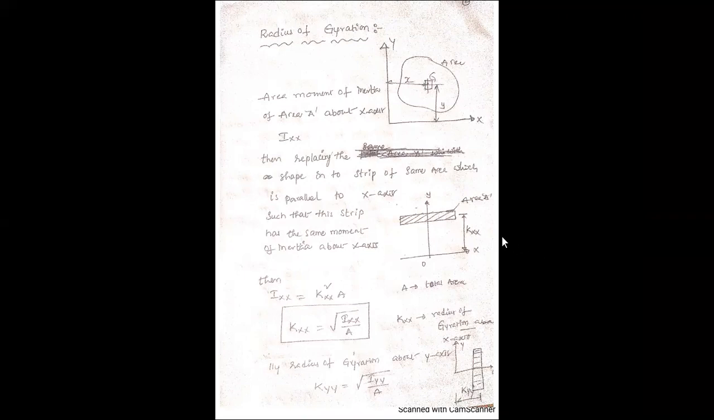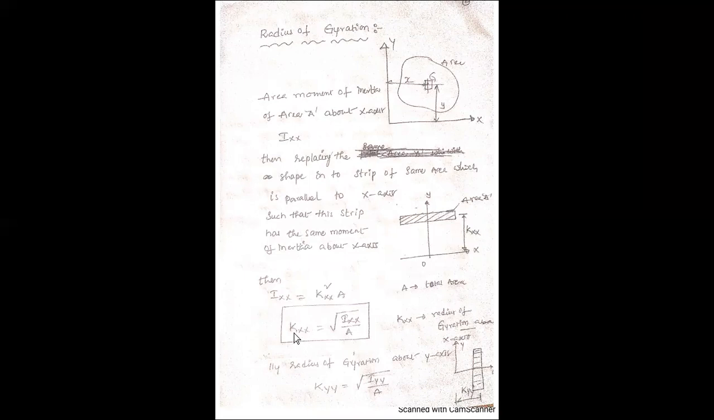Okay, right? So this strip I am placing at a particular distance kxx from the x-axis. Now, if we calculate the moment of inertia of this object, Ixx is equal to distance square, that is kxx square, into area A. So moment of inertia is equal to kxx square into A.